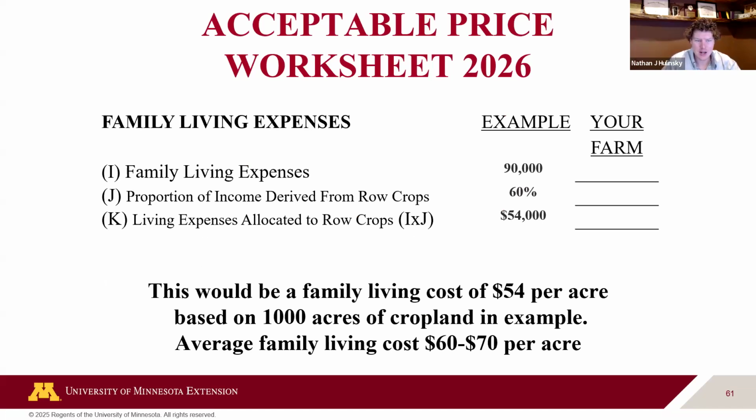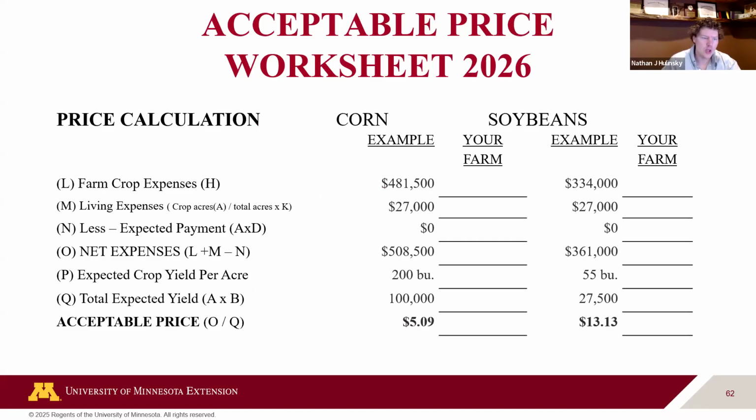We have a $90,000 family living expense in here with 60% of that coming from the farm. The other 40% is some off-farm income. But on average, we can see here family living is about $60 to $70 per acre on the farm. So we need to incorporate this to make sure that the farm is making sustainable profits to help raise the family. And then at the bottom of the worksheet, you calculate your total income, your total expenses, divide by bushels, and your cost of production is, in this example, $5 corn, $13 soybeans.